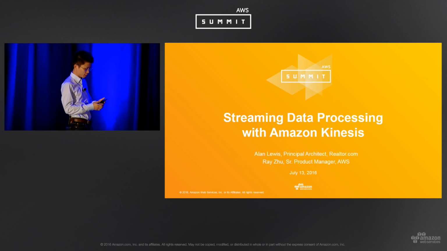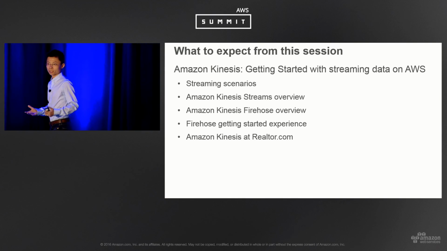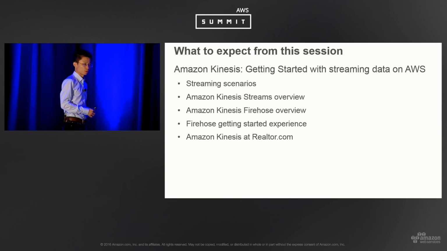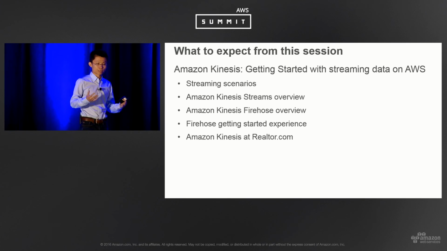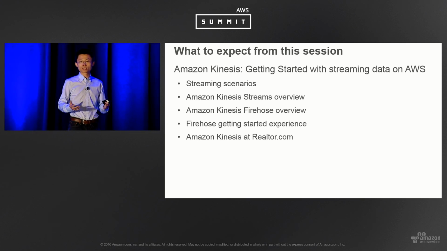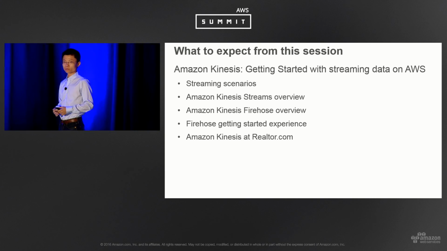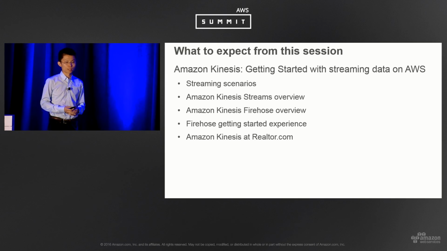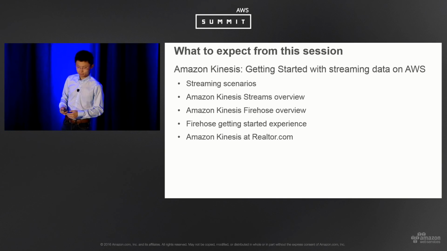data and Amazon Kinesis. So for the first half of the session, I'm going to cover some basics about streaming data scenarios, give you an overview of the services we offer here at Amazon Kinesis, and then go a bit deeper on one of the services we offer, which is called Kinesis Firehose, so that you can get a sense of how easy it is to get started with streaming data. Then the second half is the more exciting stuff, where Alan's going to share with you how Realtor.com has been leveraging streaming data and how Amazon Kinesis has transformed the way they use their data.